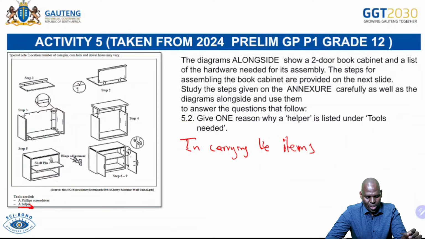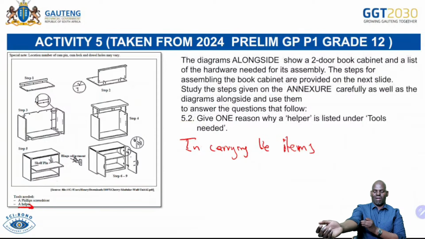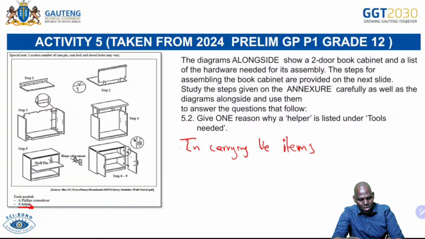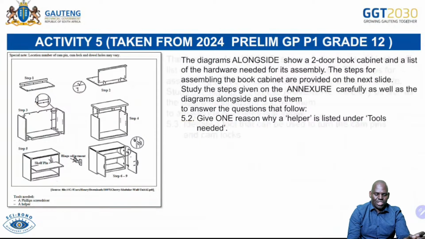Okay, so in this case, or any relevant answer that you can think of. Because usually if you have to assemble this type of product, it means you'll need assistance. So maybe in carrying, or maybe if they have to ask for a screwdriver, and then the helper will have to go and get it. That is number 5.2.